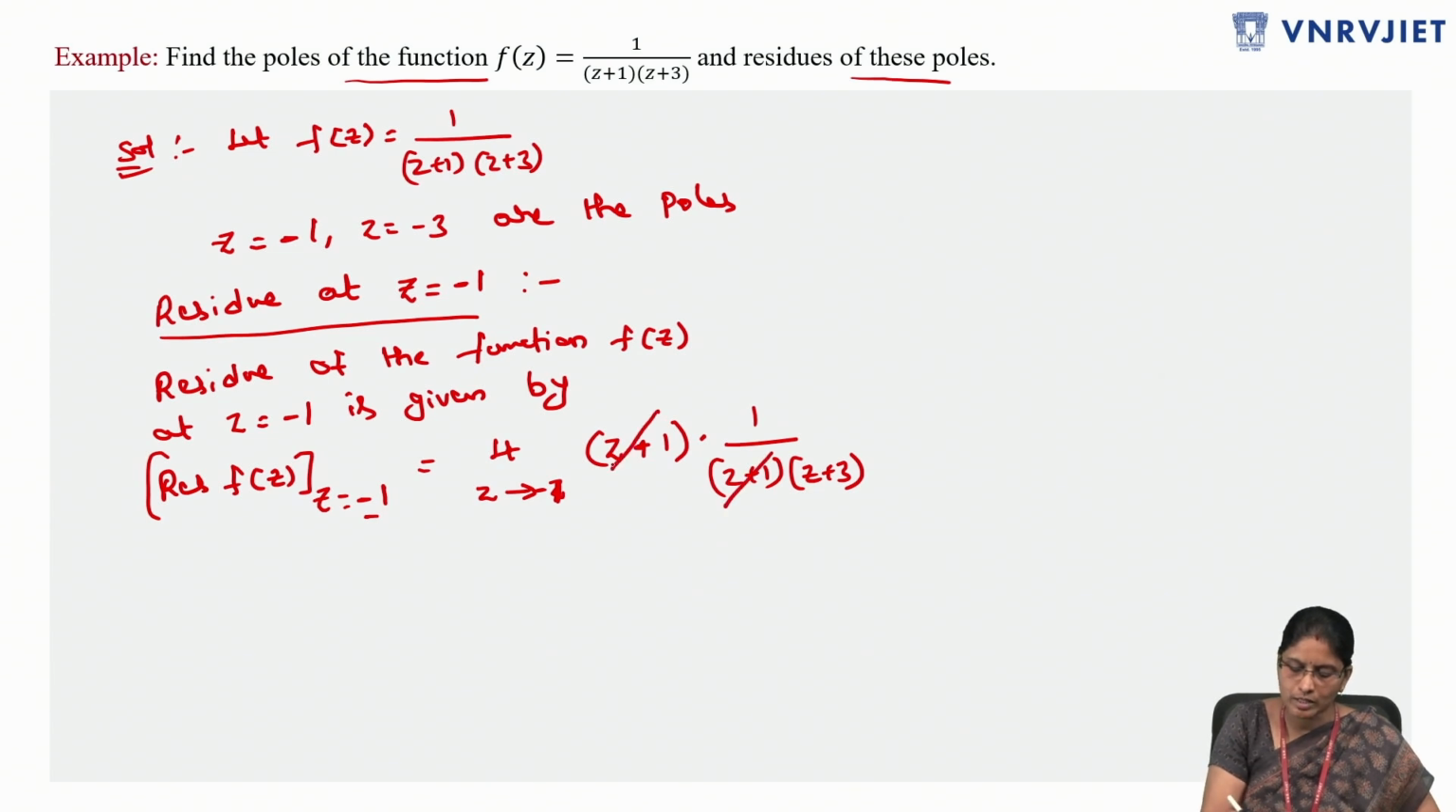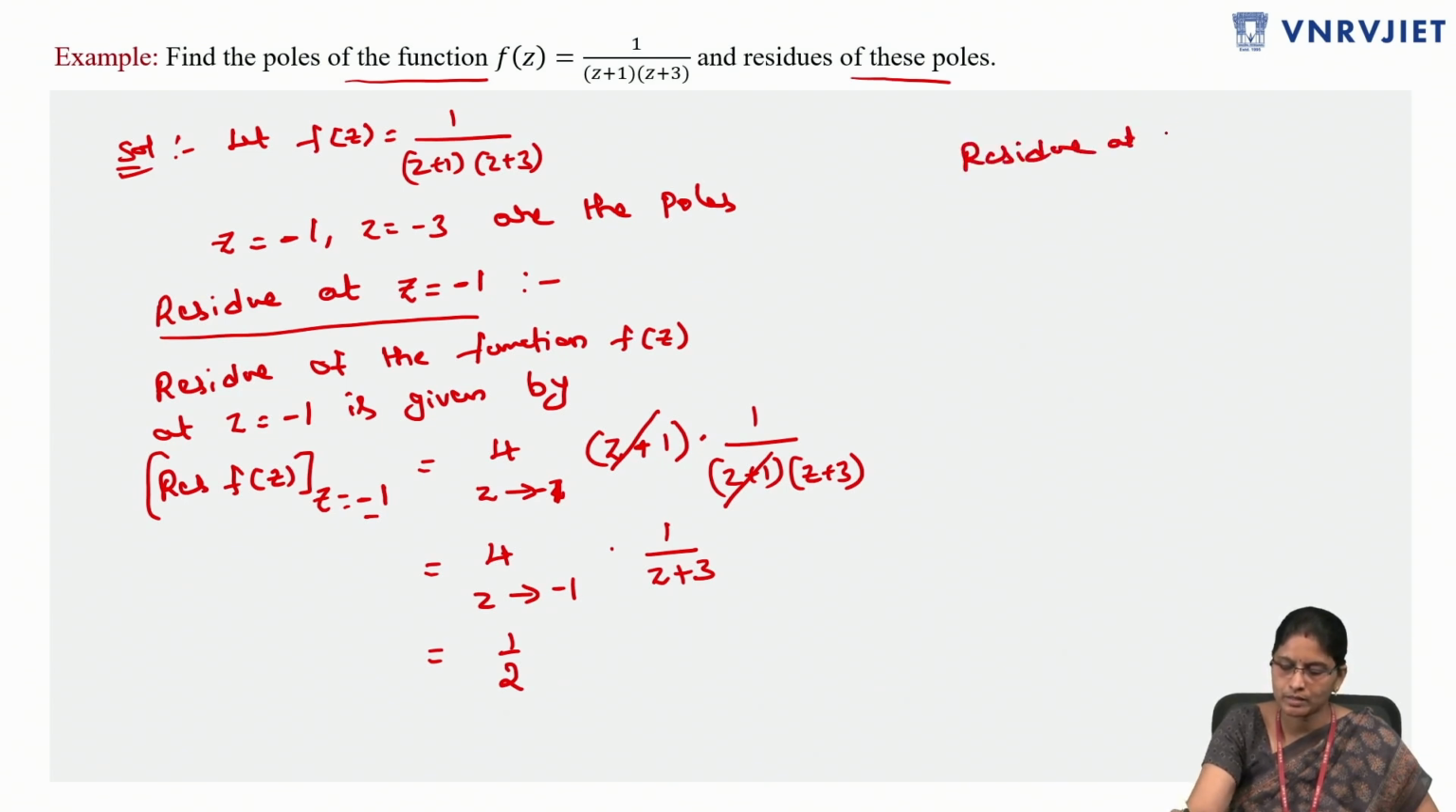z plus 1 cancels. We get limit z tends to minus 1, 1 by z plus 3. Apply the limit here. Then we get 1 by minus 1 plus 3, which is 1 by 2. Therefore, the residue of the function f of z at the point z is equal to minus 1 is 1 by 2.